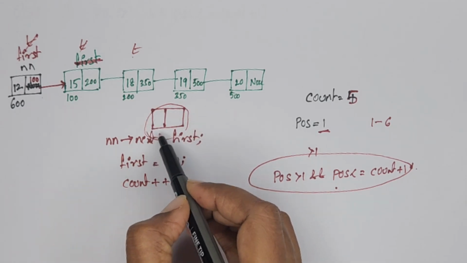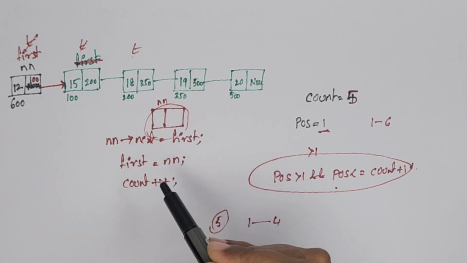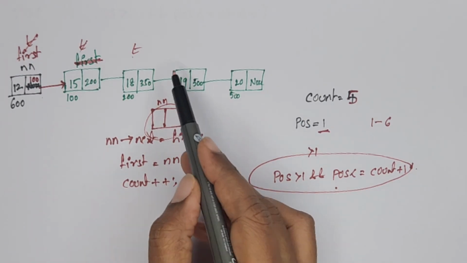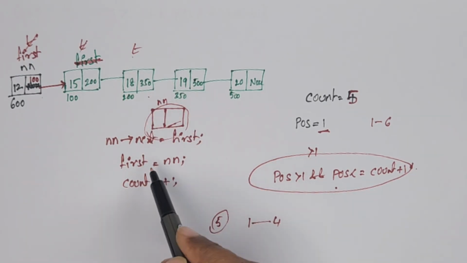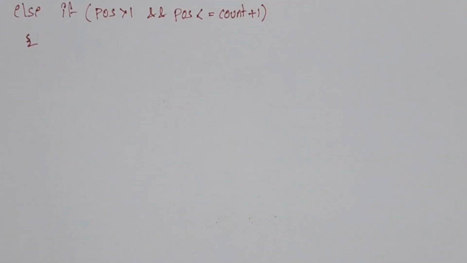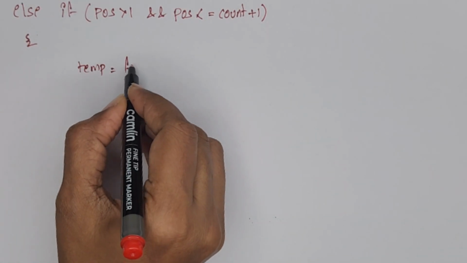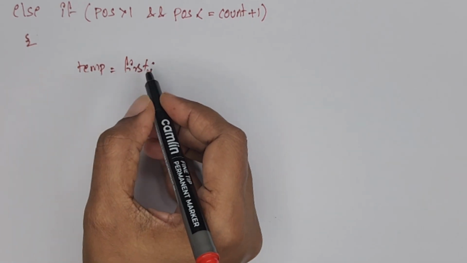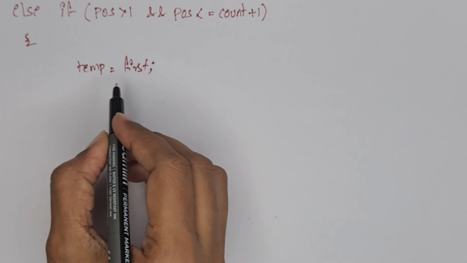So this is the new node. Temp of next becomes new node of next. See, temp of next, 350, becomes new node of next. Temp of next is new node. So like this, we have to add. First is assigned to temp. Temp equals first. Now move temp from the first node to position minus 1.